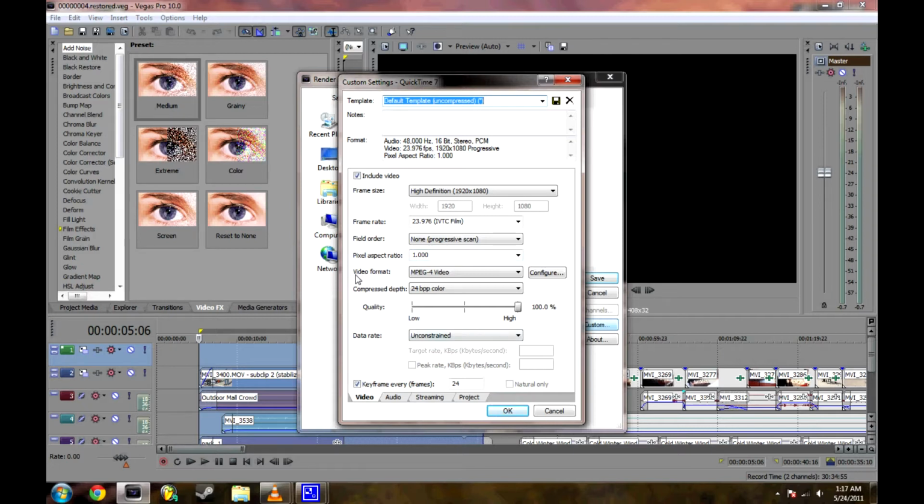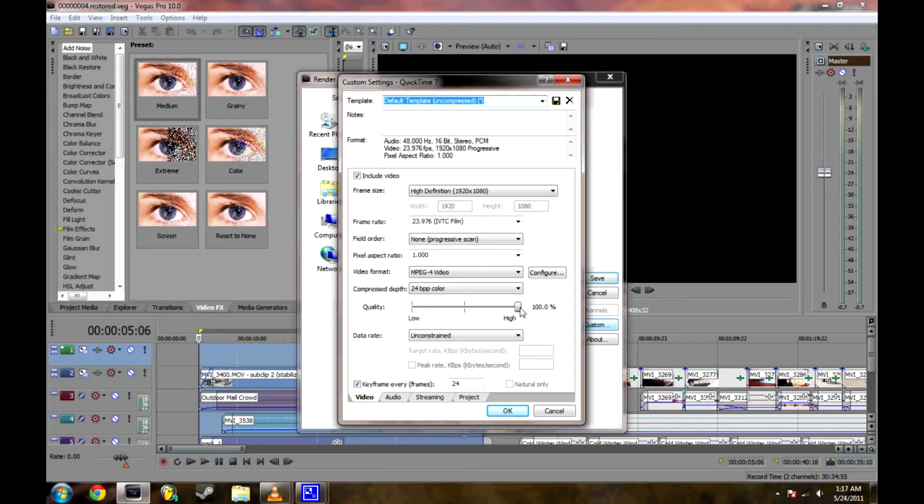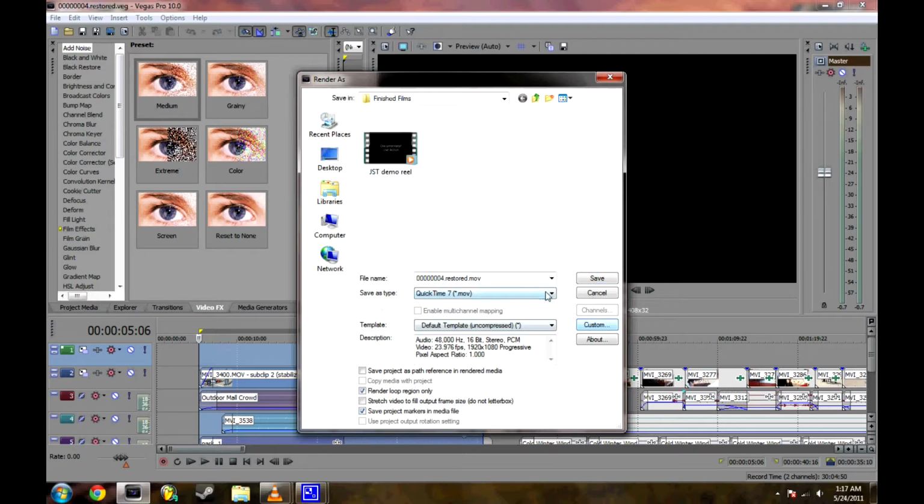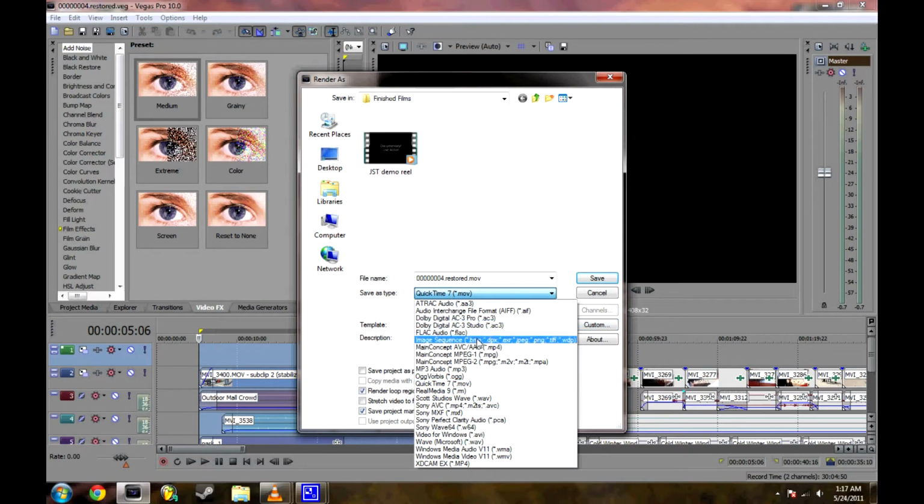Then for quality, 100%. If we're going to compare QuickTime to anything, we have to have it at its best, and definitely have it on 100%. And then data rate, unconstrained. Okay, so that's good. The other one we're going to be using is the MainConcept MP4.